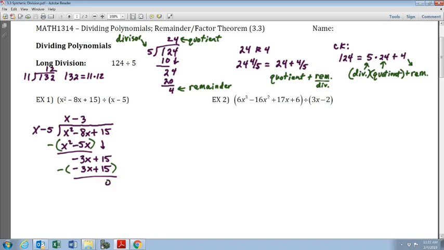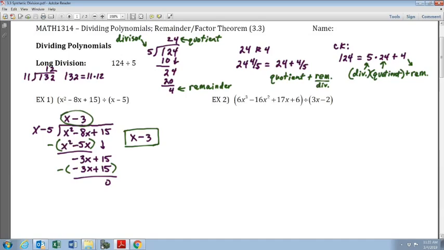And you can see negative 3x minus a negative 3x does give you 0, and 15 minus 15 does give you 0. So our answer here is just x minus 3, and so I'll go ahead and square that out. Now if I wanted to double check my answer, notice when we divided x squared minus 8x plus 15 by x minus 5, we got x minus 3.